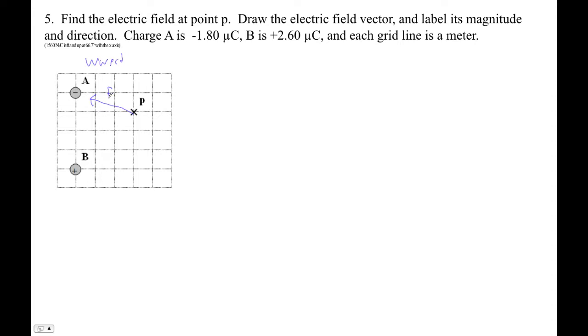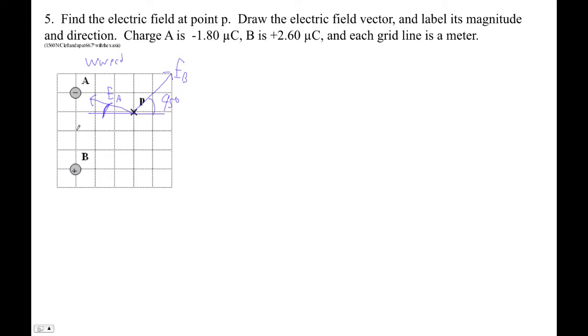So here's our electric field of A. The electric field of B is away from B. So let's see, we're 1, 2, 3 up and 1, 2, 3 over. So sure enough, that's a 45-degree angle. Here's our electric field due to B, that way. And this angle here is 45 degrees because B is 1, 2, 3 over and 1, 2, 3 up. It's symmetrical.